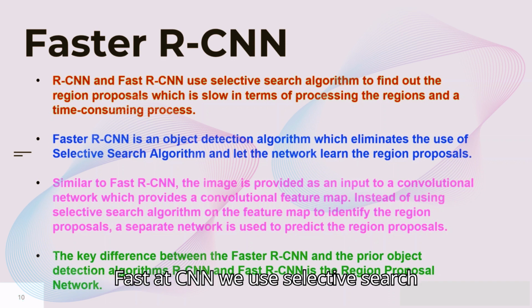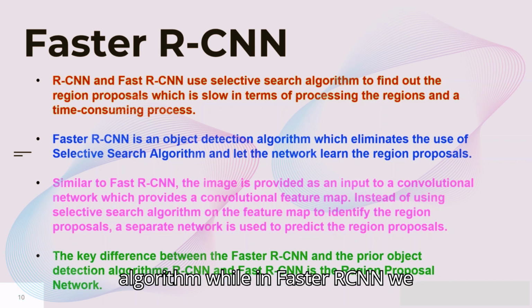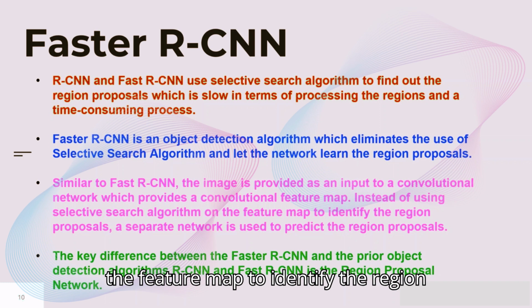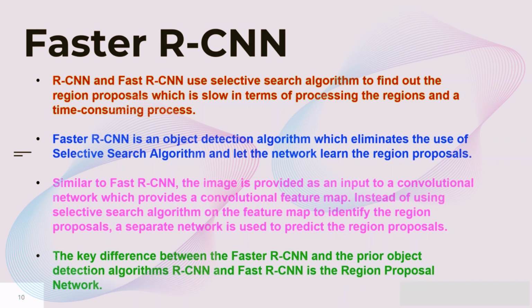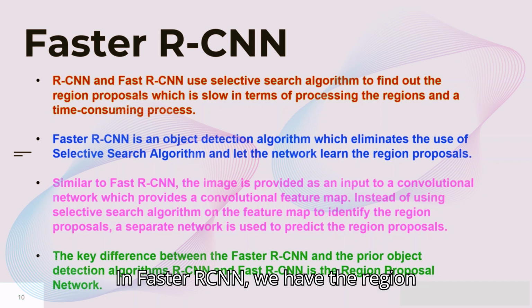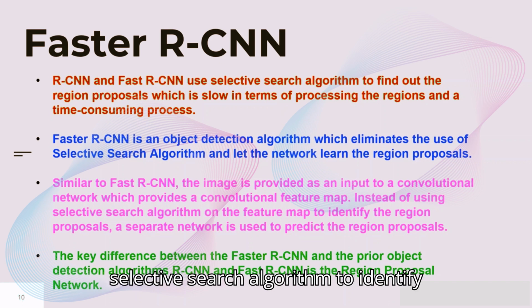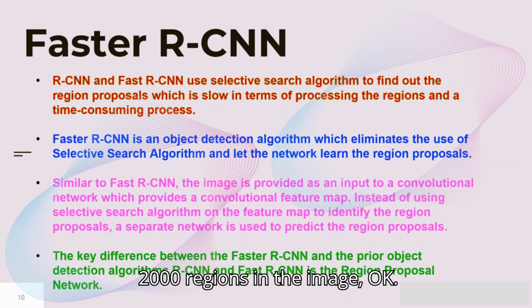In Fast RCNN, we use the selective search algorithm, while in Faster RCNN, we don't use selective search on the feature map to identify the region proposals. Instead, in Faster RCNN, we have the region proposal network. We use the region proposal network instead of selective search to identify 2000 regions in the image.